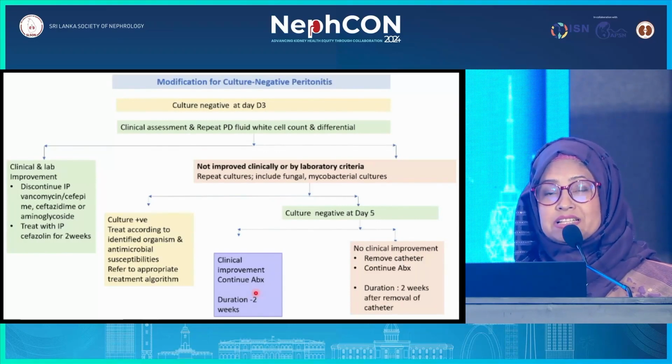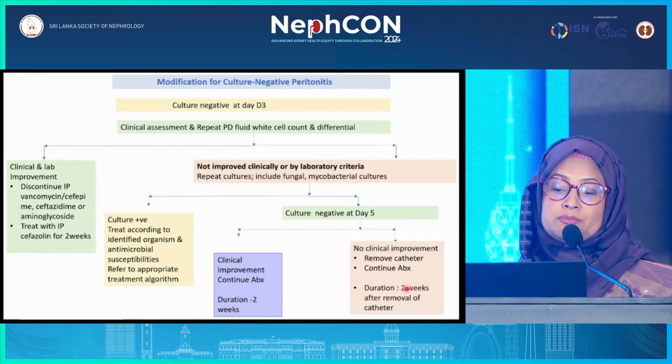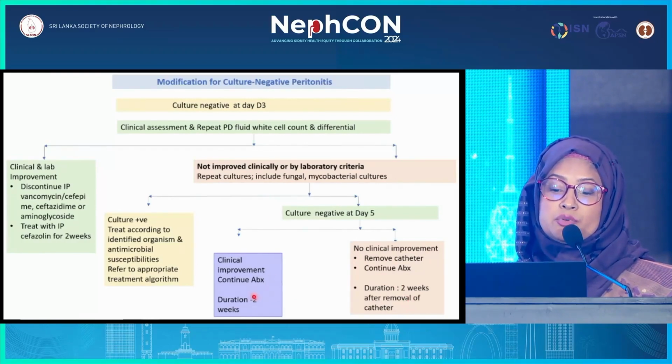If it is still negative on day 5 and there is no clinical improvement, we should consider catheter removal and antibiotics for 2 weeks after the removal of the catheter. In case of clinical improvement, we should continue for another 2 weeks.